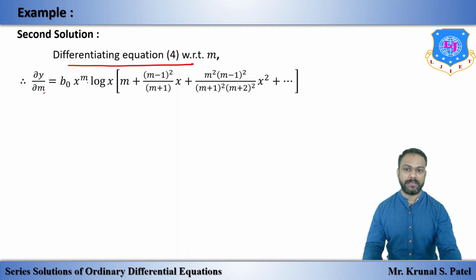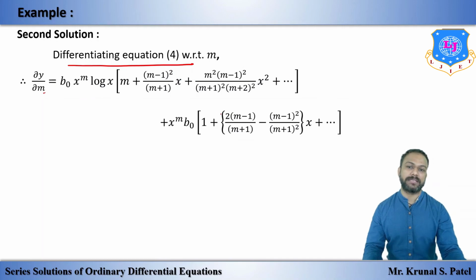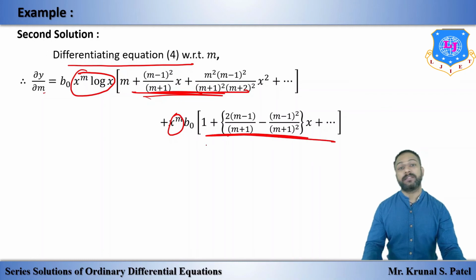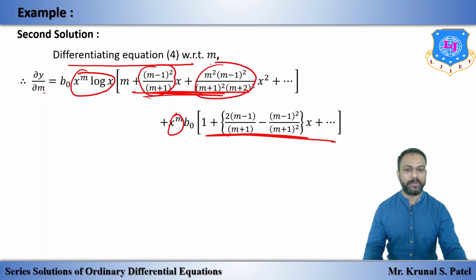This is our differentiation. How do we find this differentiation? So this bracket as it is, and the differentiation of x to the power m is x to the power m log x, and this x to the power m as it is, and the differentiation of this bracket is this one. That you have to differentiate by yourself. I'm just giving you a hint here to differentiate this, and all the rest of the terms we neglect because this becomes 0 after putting in the value.